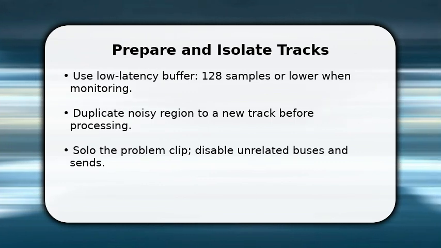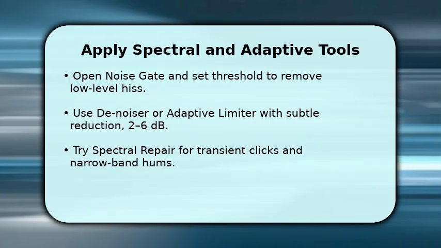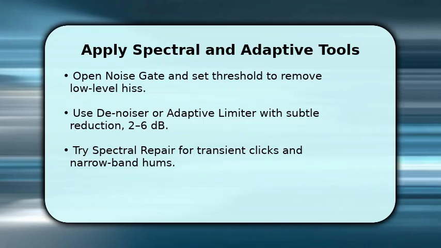Now you attack the noise with surgical tools. Insert Logic's noise gate first. Set the threshold to just below your lowest wanted signal so you cut hiss without squashing dynamics. Next, add the denoiser or adaptive limiter and apply a modest amount of reduction.